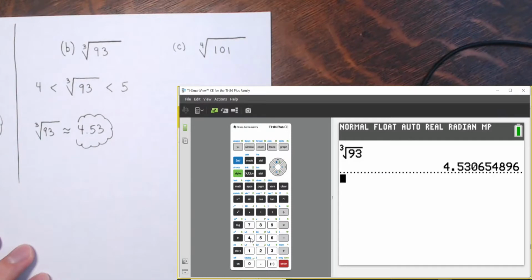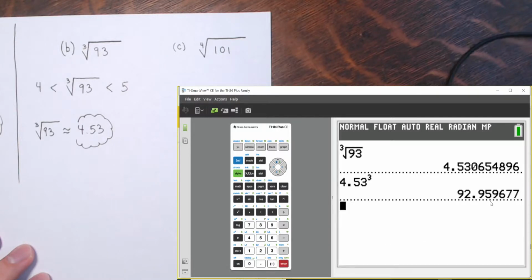And let's test this. Let's take our approximation, 4.53, and raise it to the third power, because this was a cube root. And we should get something that's very close to 93, and it's 92.959. That's close to 93. So 4.53 is a reasonable estimate for the cube root of 93.